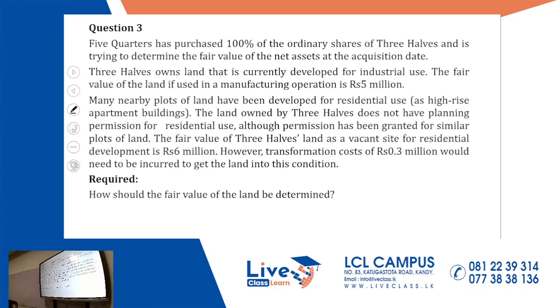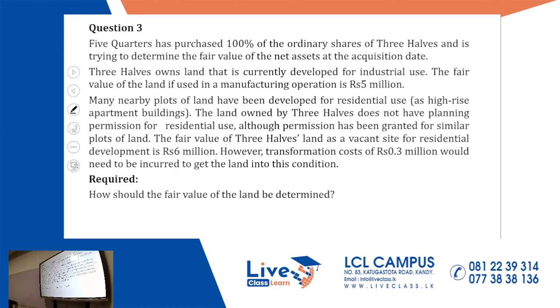3 halves කියන්නේ පුතා මේ කම්පැනි එක owns land that is currently developed for industrial use. Industrial use ඒ කියන්නේ අපි හිතමුකෝ ෆැක්ටරි එකක් වගේ දාන්න තමයි දැන් යූස් කරලා තියෙන්නේ. The fair value of the land if used in a manufacturing operation is rupees 5 million. මෙතන ෆැක්ටරි එකක් විදිහටම තියාගෙන ගියොත් එහෙම you can sell this land or sell this building for 5 million rupees.